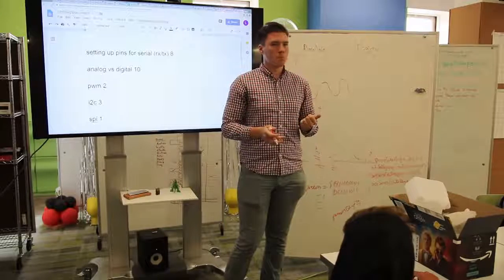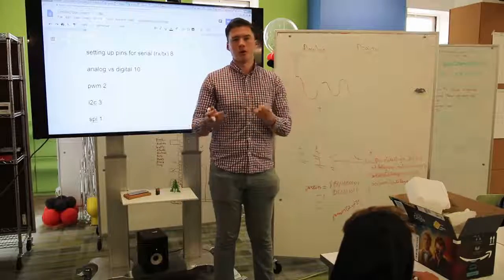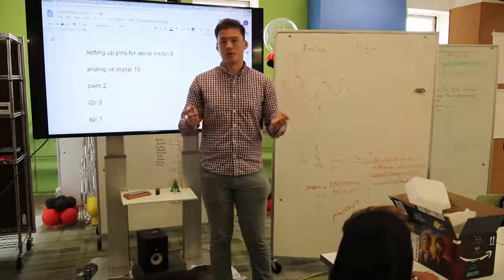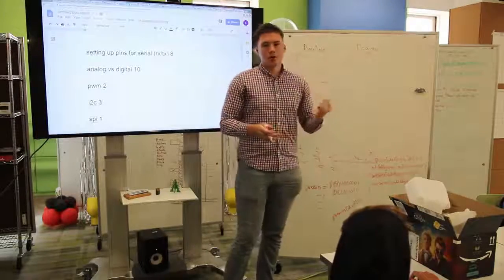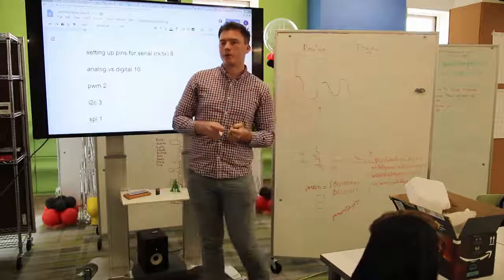So let's start with digital. What are the values you get for digital when you read that? 0 and 1. 0 or 1, high or low, 5 volts or 0 volts. So has anyone used an analog sensor yet, or the analog pins? What values were you getting?